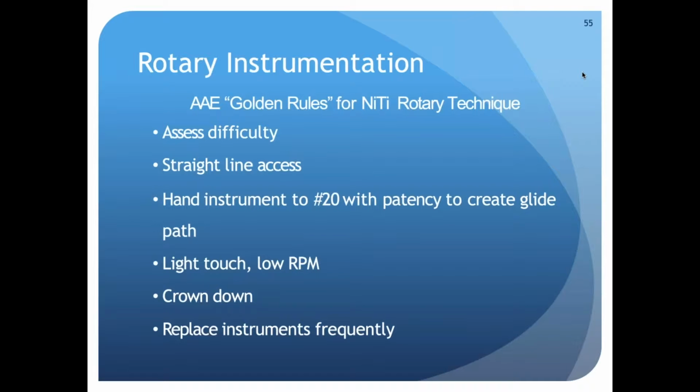So the idea is to not extrude any material out the root apex. It helps reduce flare-ups and helps to get us better healing. And then replacing instruments frequently, especially if you're working some of these files really, really hard, that torsional strain can build up over time. Sterilizing them can also damage them. So you want to be checking your instruments and replacing them frequently.